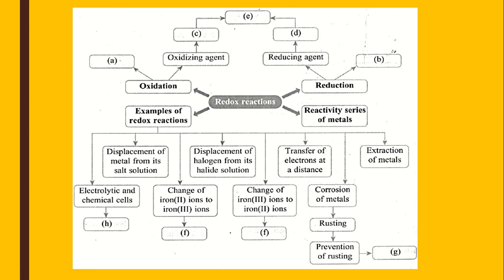And then after that we are going to learn the application of redox in our daily life. The first is the process of extraction of metals, which you also learned in chapter 6, electrolysis, during Form 4. The second application is electrolytic and chemical cell, also learned in chapter 6 during Form 4. And the last one is the corrosion of metal, in the rusting process.